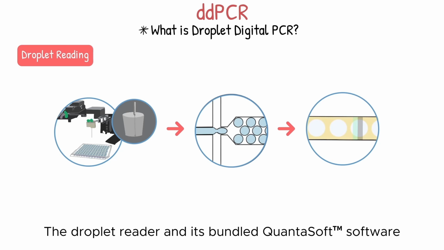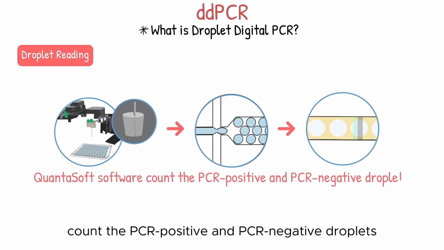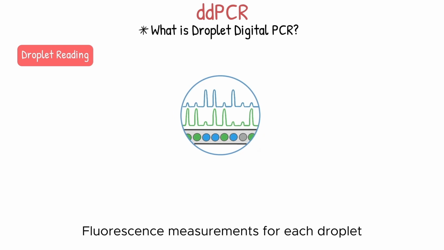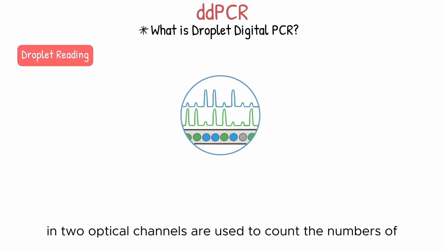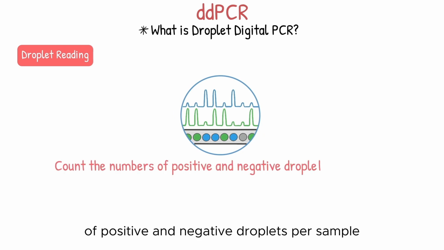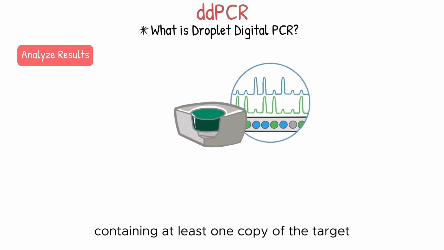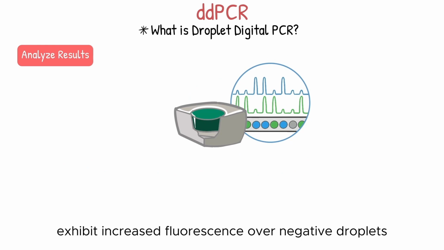The droplet reader and its bundled QuantaSoft software count the PCR-positive and PCR-negative droplets. Digital droplet reading: fluorescence measurements for each droplet in two optical channels are used to count the numbers of positive and negative droplets per sample. Step 4 is analyze results. Positive droplets containing at least one copy of the target exhibit increased fluorescence over negative droplets.